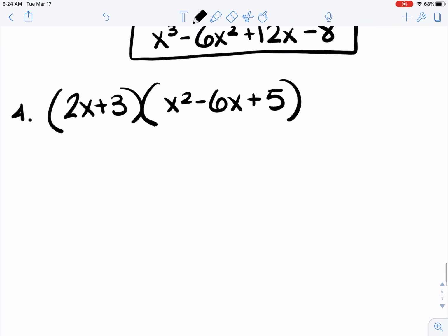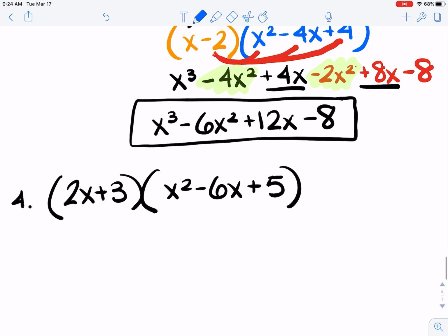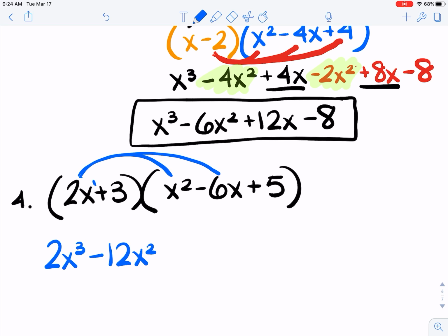And our last one. Again, I'm doing the same exact thing here. I'm just multiplying out. 2x times x squared is 2x cubed, because remember there's a 1 here. 2x times negative 6x is negative 12x squared. 2x times 5 is positive 10x.